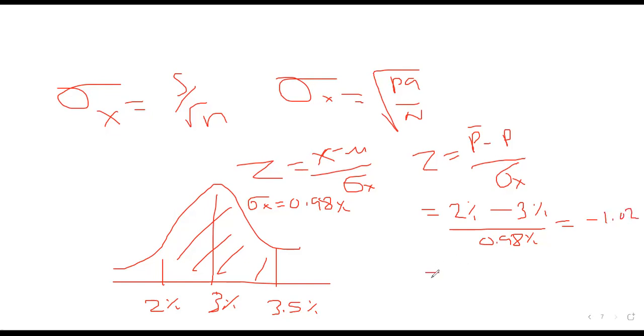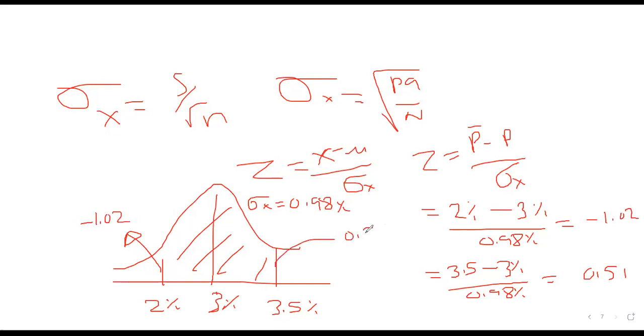The upper bound here is 3.5 minus 3% divided by 0.98. When you divide that, you're going to get our answer as 0.59 positive. So now you read them from the table. This would be negative 1.02, and this would be 0.51.